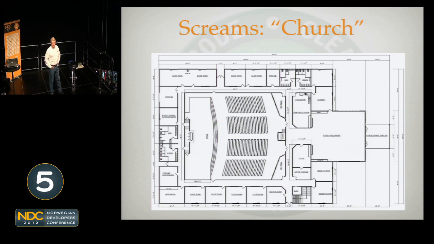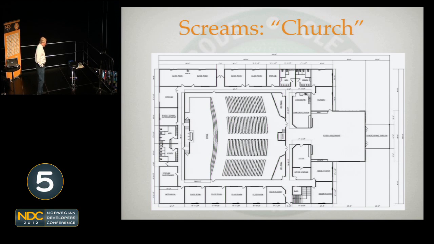Or how about that one? Look at that one. That's a church. It's very obviously a church. It's got a big central area with pews in it, and there's an altar over there. There's a reception area for people to gather in. There's lots of little Sunday school classrooms in there. This is clearly a church. The architectural diagram of these two buildings screams about the intent of the building.